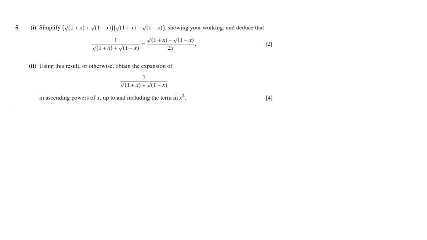Okay, simplify 1 plus x, square root of 1 plus x plus square root of 1 minus x, close bracket, square root of 1 plus x minus square root of 1 minus x, showing your working, and deduce that 1 over square root of 1 plus x plus square root of 1 minus x is equal to square root of 1 plus x minus square root of 1 minus x over 2x. Okay, 2 marks. This is quite an easy question.